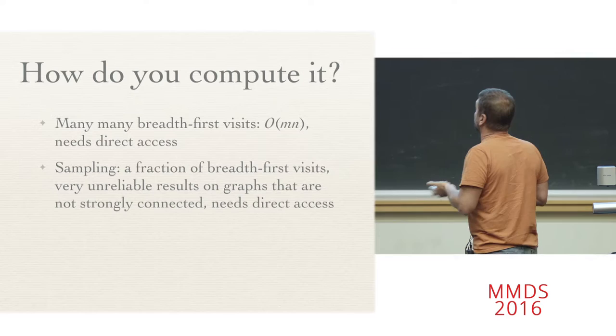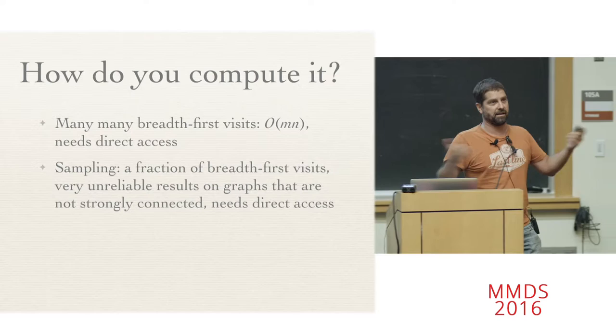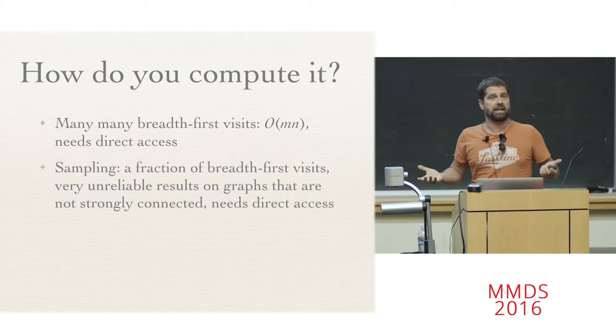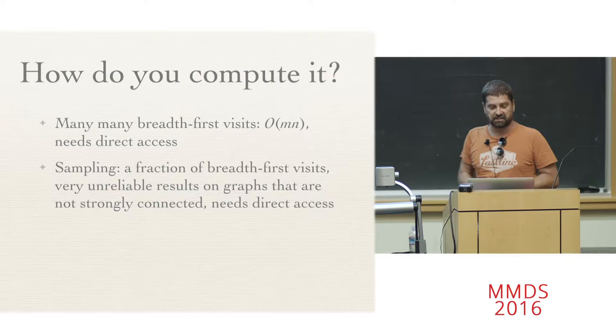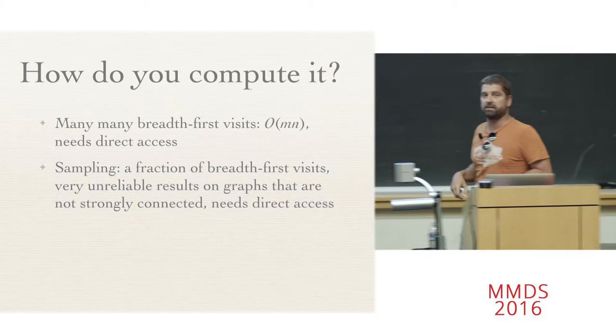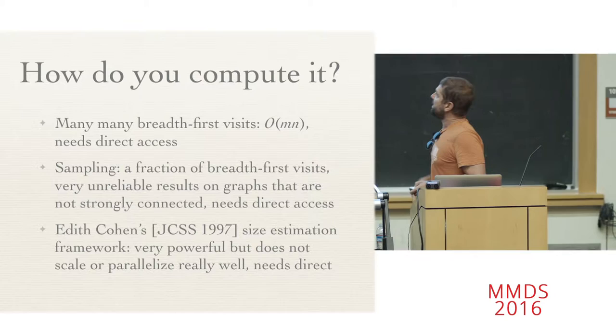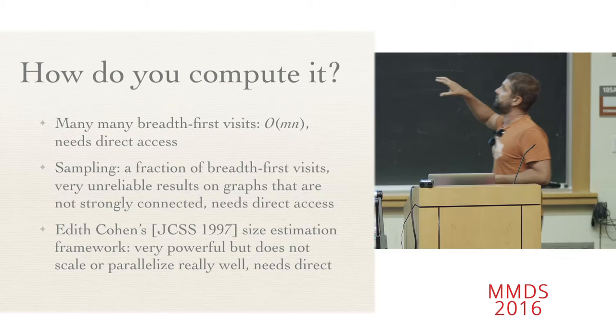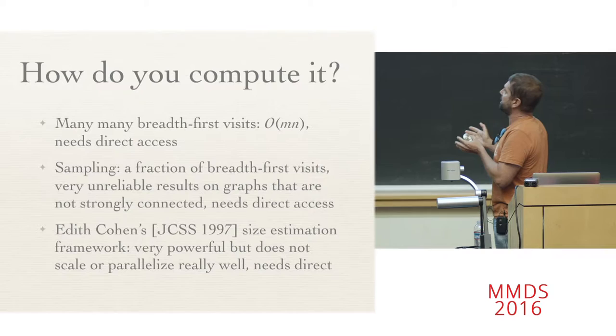There are many ways, of course, to do this in an alternate way. One is to do many breadth first visits, maybe in a very parallel fashion and so on. For a very large graph, this is complicated because the graph must be in main memory. I mean, breadth first visits on disk are very slow. You can do sampling, but if your graph is not strongly connected, your probabilistic guarantees are actually very low. And there are some frameworks that use sketching to get very powerful information of this kind, but it doesn't scale or parallelize very well.